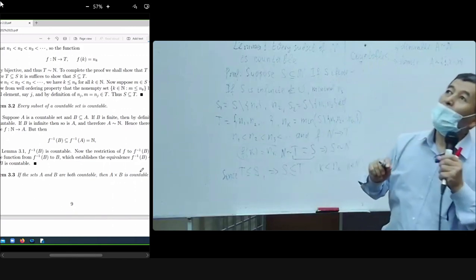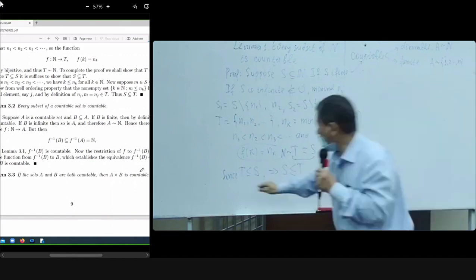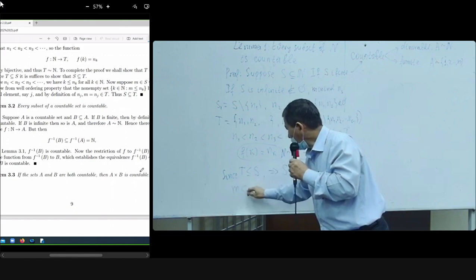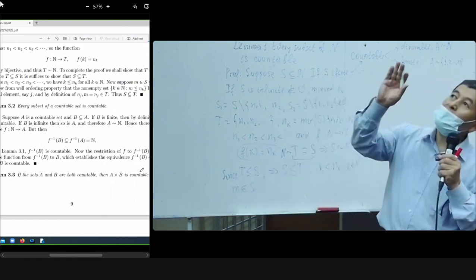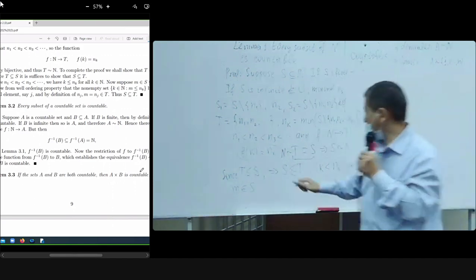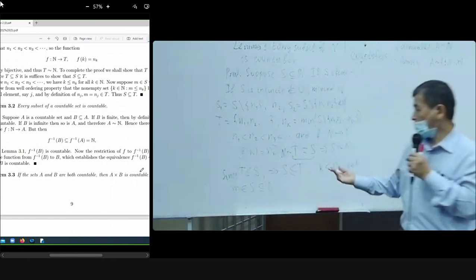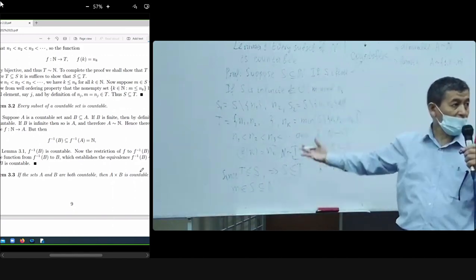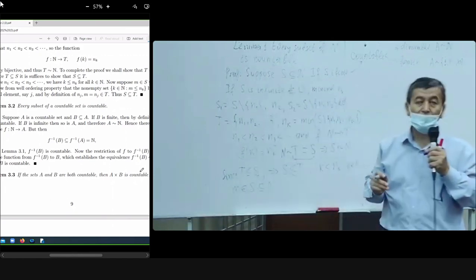This is correct. Next, we suppose that we are taking an element M from S, any element from S. And S is a subset of N, which is clear because N is the larger set and S is a subset.